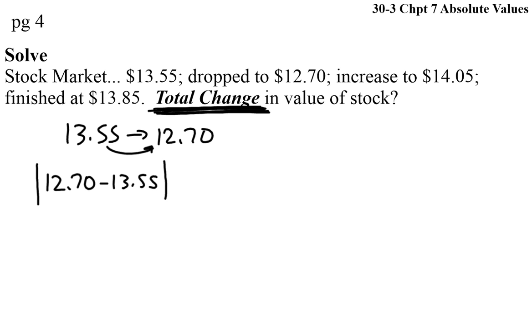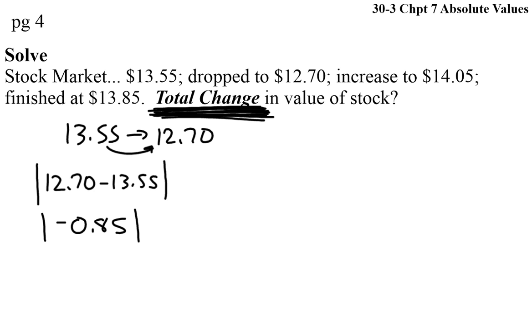Because this, if I just take a look, $13.55 to $12.70, that's a drop. But I don't care that it dropped. I don't worry about the direction of what happened. I just want to know the total amount. So I want the absolute of the 85 cents there.